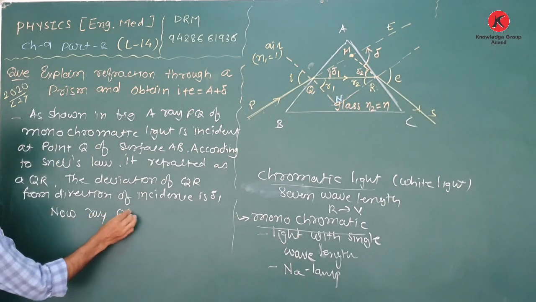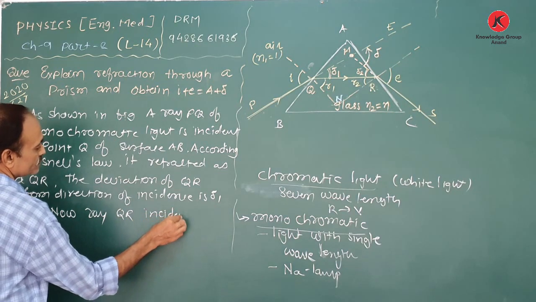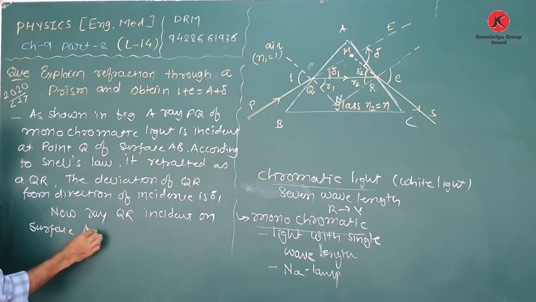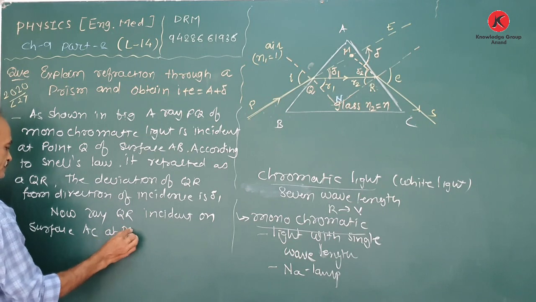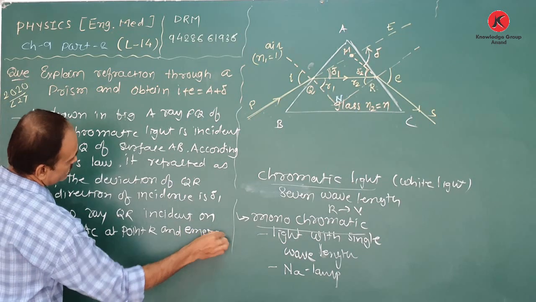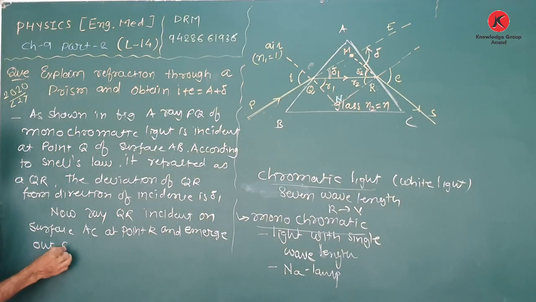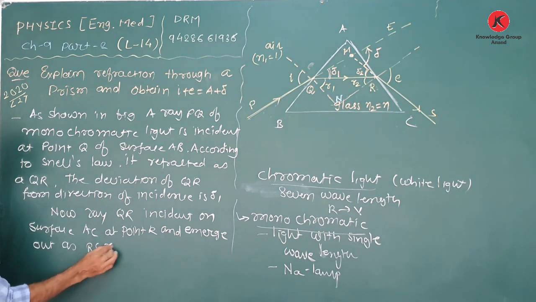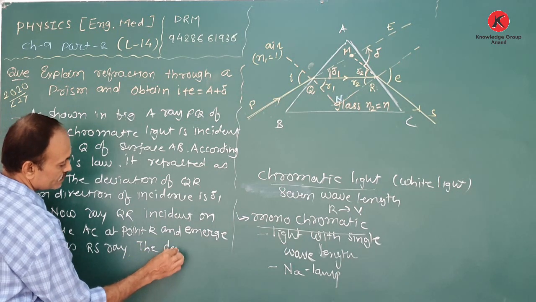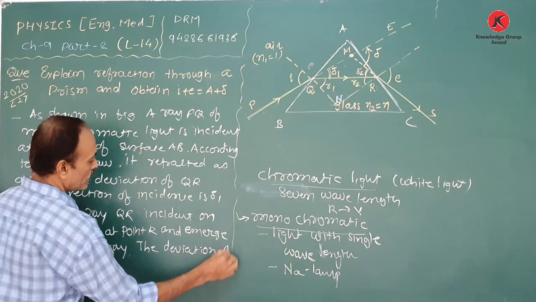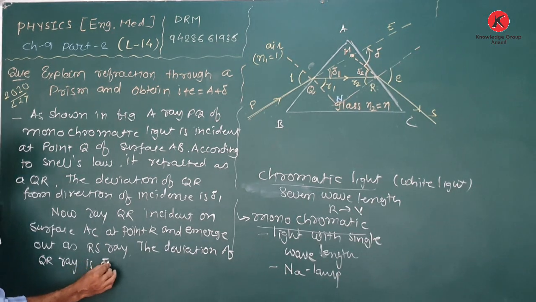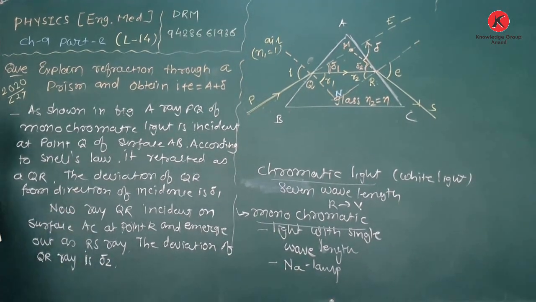Now, ray QR is incident on surface AC at point R and emerges out as ray RS. The deviation of the ray is delta 2.